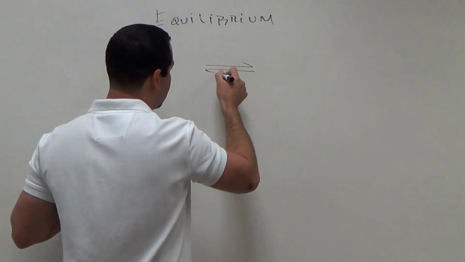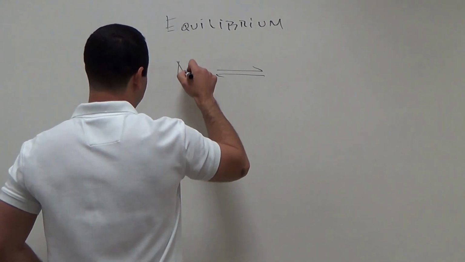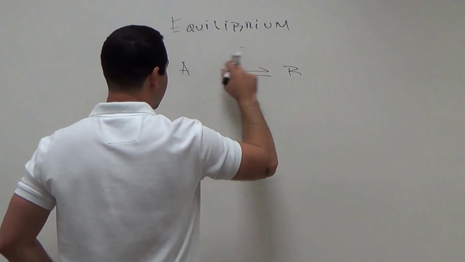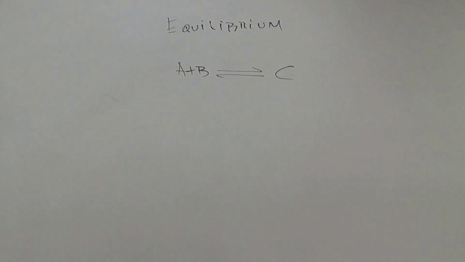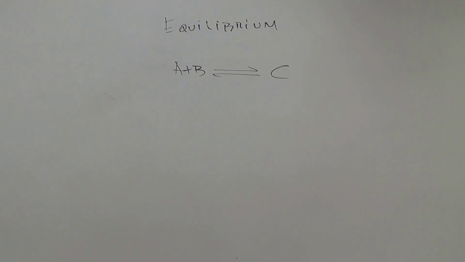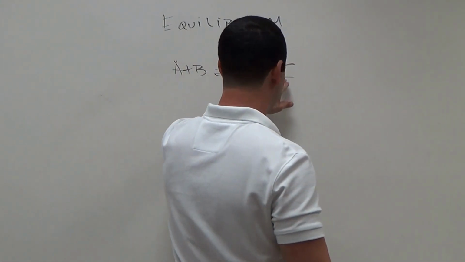Next chapter, equilibrium. These are equilibrium arrows. All reactions do not have a beginning and an end. Some reactions never end, okay? So if I have, let's say, A plus B gives you C. If I put A by itself in a flask, does it give me any C? No. If I put A and B, does it give me C? Yes, because A reacts with B to produce C.